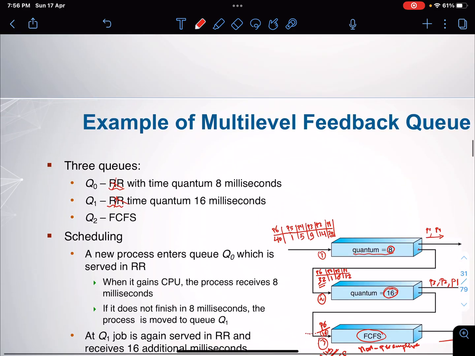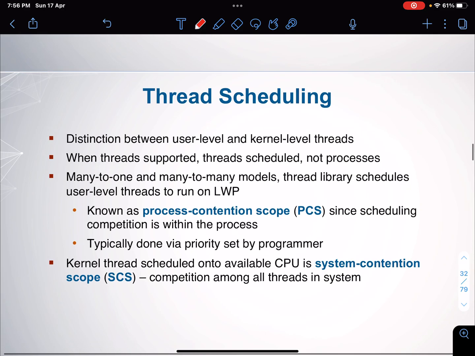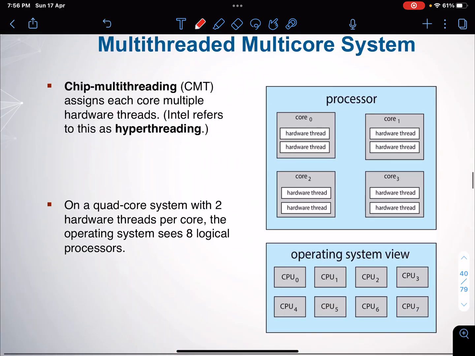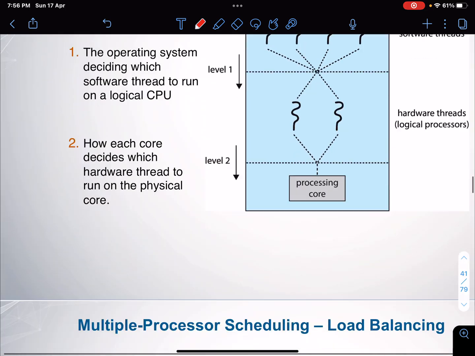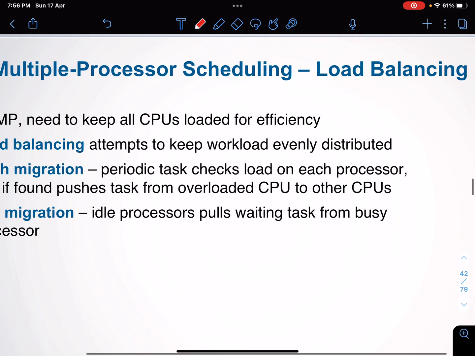All right, here it is. That's the multi-level feedback queue. We're going to be skipping those, and we're going to go for, just talk about the load balancing.